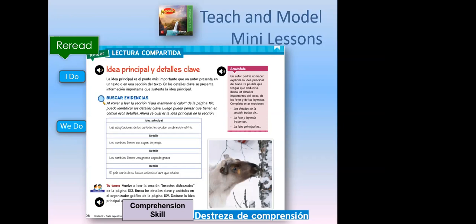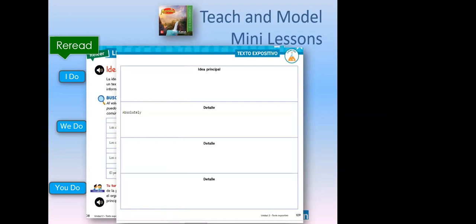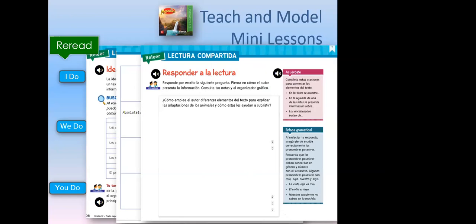Y finalmente es tu turno. So ahora le pedimos a los estudiantes que lean otra porción, that they read another portion of that shared read, animal adaptations, in order to fill out their own graphic organizer that's already in the reading, writing companion, or mi libro de lectura y escritura. At this point, they're going to apply what you've taught and modeled for them. And then we're gonna take that graphic organizer and those notes from the graphic organizer in order to answer a text-dependent question about the work that we've been doing. So really giving a purpose to those graphic organizers and taking those notes as we're taking that information to writing.